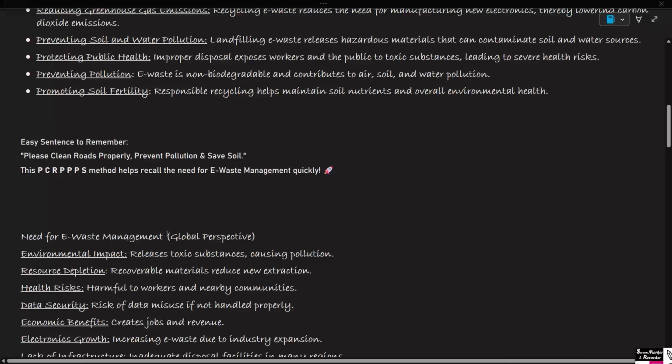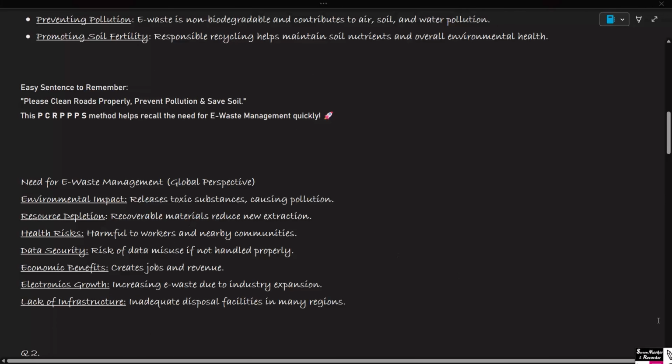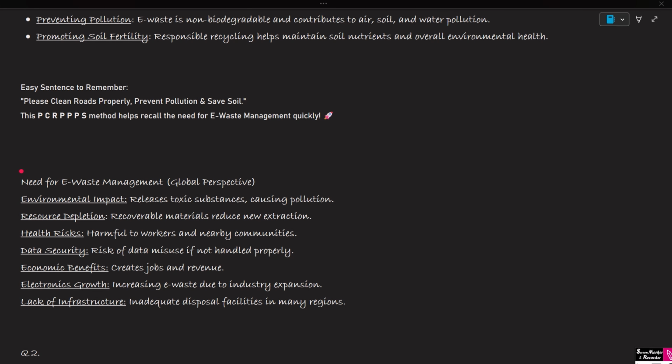So, need of e-waste management from a global perspective. If they ask the need of e-waste management, you need to write these points. So the points are environmental impact, resource depletion, health risks, data security, economic benefits, electronic growth, lack of infrastructure. Just write these points and write some theory about them, and you will get the full marks.